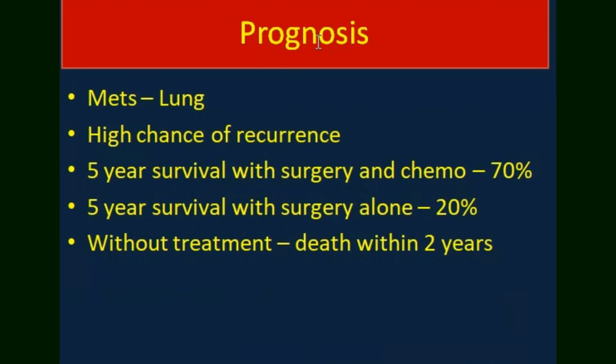Now, if we look at the prognosis, the main site of metastasis is the lung in osteosarcoma, and even after treatment and removal, there is a high chance of recurrence. Now, if we look at the treatment and the 5-year survival with surgery as well as chemotherapy, the 5-year survival is 70%. So, 70% 5-year survival with surgery and chemotherapy. But if only surgery is done, with surgery alone, the 5-year survival reduces to 20%. And without treatment, the patient will die within 2 years of development of the tumor.